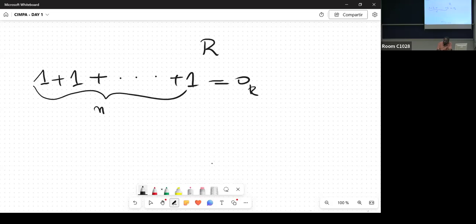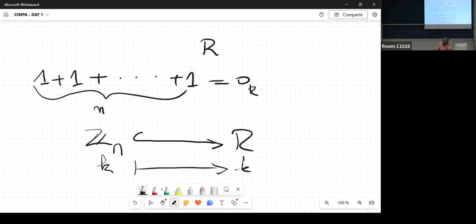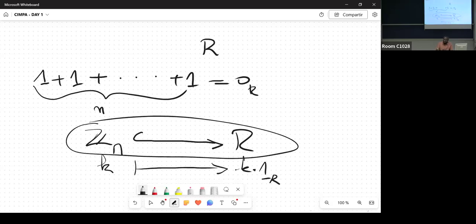For example, n is the characteristic of R if there exists a ring monomorphism from Z_n to R, which associates k, an element of Z_n, to k times 1_R. So n is the characteristic of R if the ring of integers modulo n can be injected in, or seen as, a subring of the ring R.